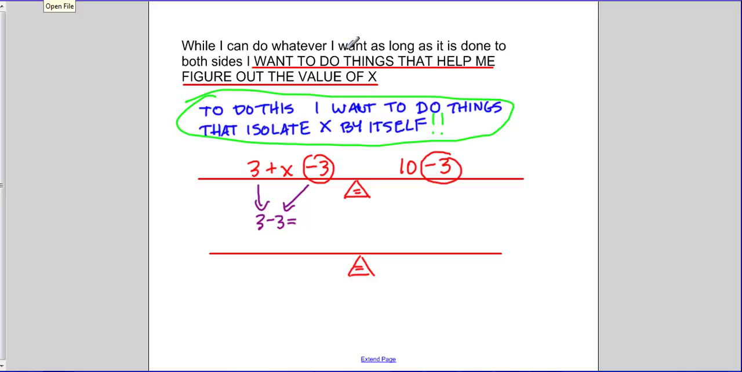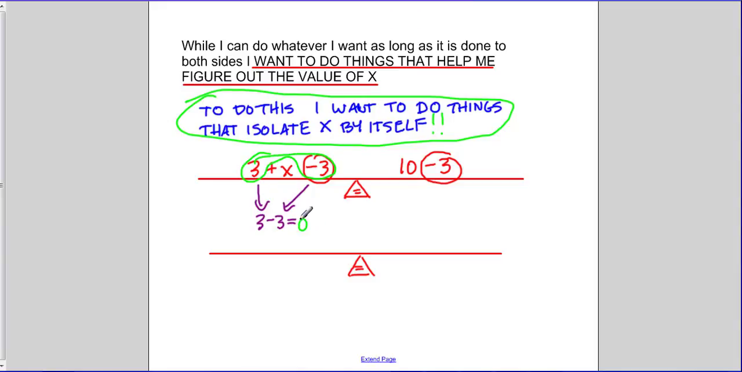So while I can do whatever I want, as long as it is done to both sides, what I want to do is do things that help me figure out the value of x. And to do this, I want to do things that isolate x by itself. So in our particular equation, 3 plus x equals 10, I want to isolate x by itself. So I will take 3 away from the left side, but if I take 3 away from the left side, I have to take it away from the right side also. So notice here I can say 3 minus 3, put those together.